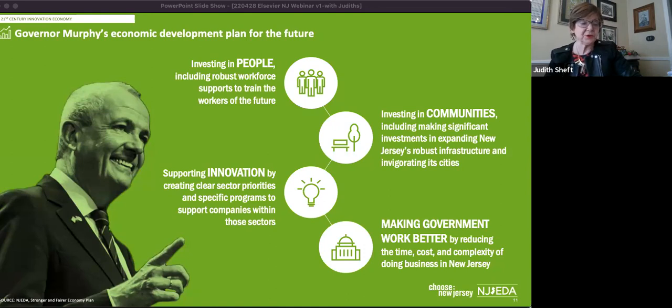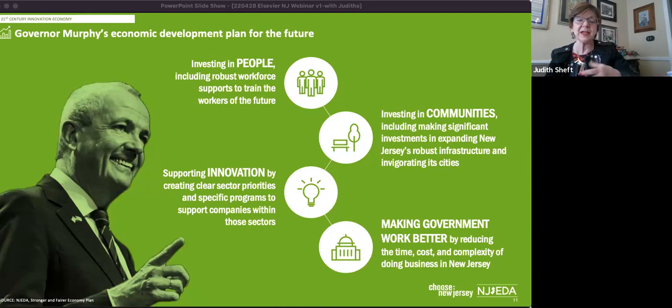And our plan within New Jersey, our strategic plan, calls for creating clear sector priorities based on looking at the existing assets that we have, our strengths, everything from academic strengths all the way up through manufacturing activities, and implementing specific programs to support companies within those sectors. It's not enough to have an aspiration; you really need to look at the resources and the capabilities that you have. And that's where some of the tools that I'll talk about a little bit later give you the opportunity to find the capabilities that you have to really pull a sector together.